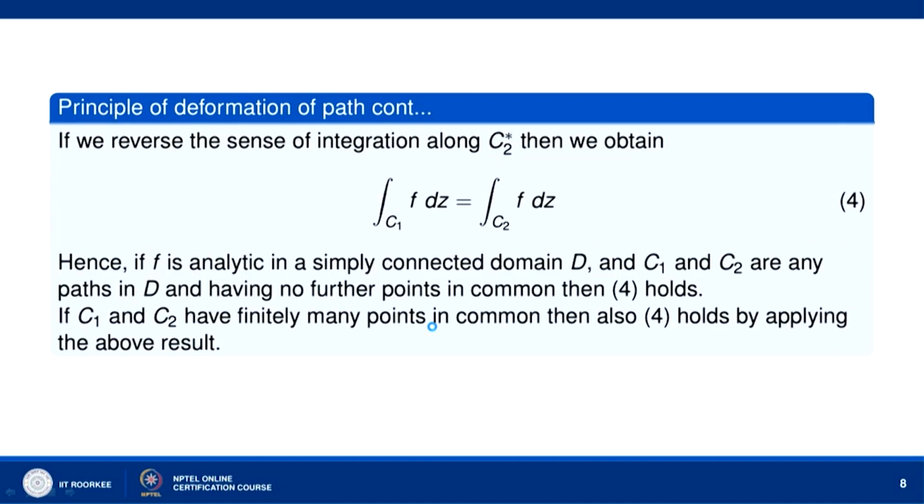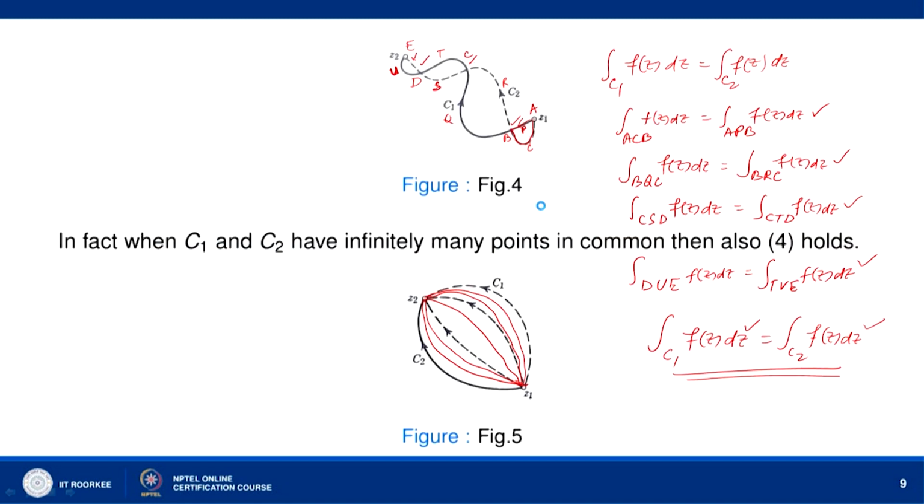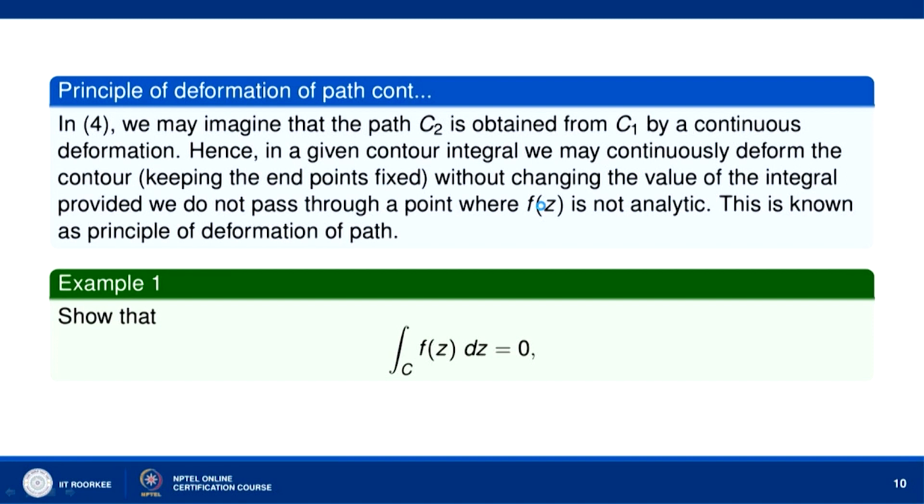So, if the integral over c 1 of f z d z equals the integral over c 2 of f z d z, we imagine that the path c 2 is obtained from c 1 by continuous deformation. Then in a given contour integral, we may continuously deform the contour keeping the end points fixed without changing the value of the integral, provided we do not pass through a point where f z is not analytic. This is known as the principle of deformation of path.